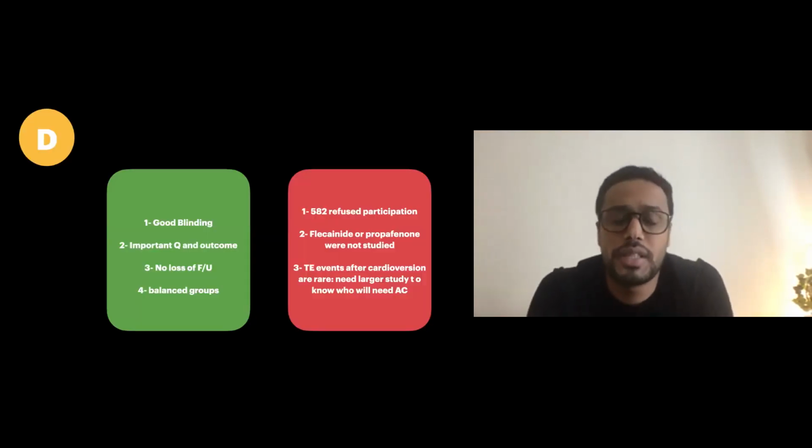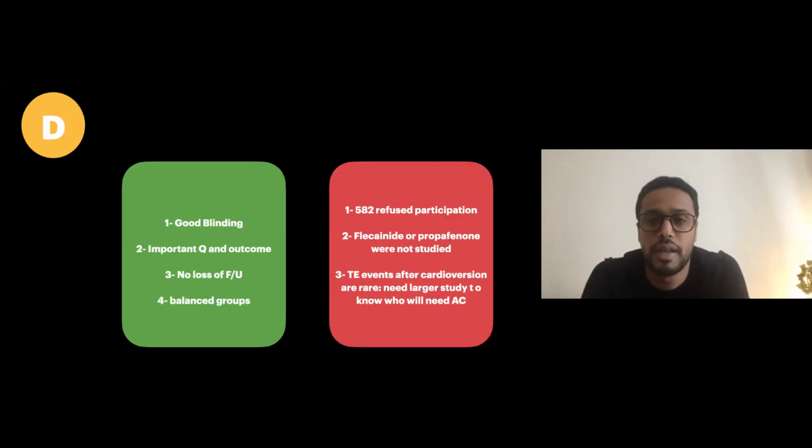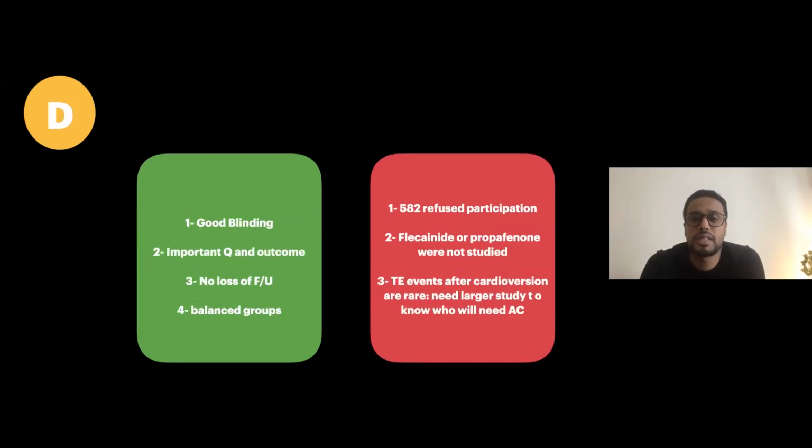What I like about this study is that there was good blinding with an important question and outcome, there was no loss of follow-up, and they had almost balanced groups in the two randomizations. On the other hand, there were some limitations. For example, 582 participants refused to participate because they were sometimes afraid of the electrical cardioversion. So that's why we had a higher rate.